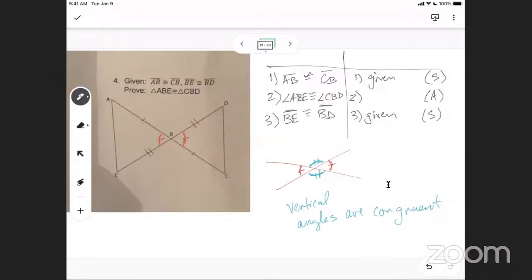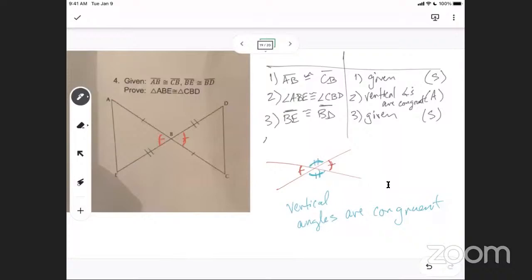The definition of... Look at what I wrote below. Literally, you write exactly what I wrote right here. Vertical angles are congruent. Okay. The more you do this, the more your teacher will be okay with you just writing the words vertical angles. And they understand that vertical angles are congruent.